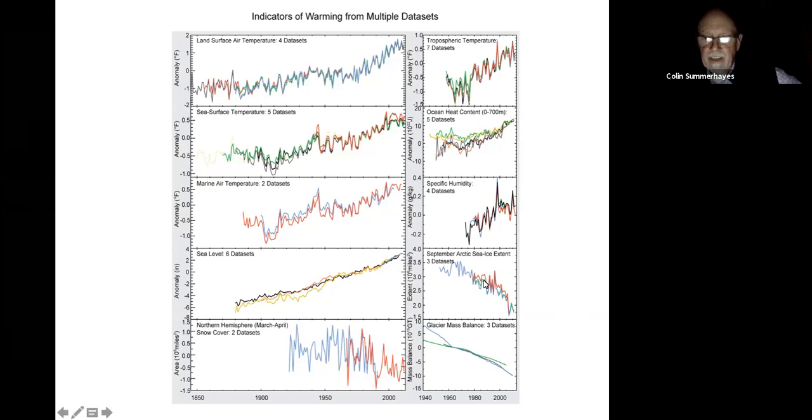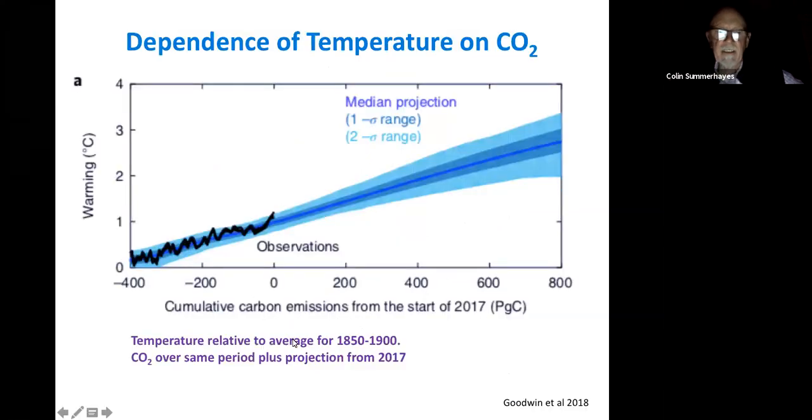Then we see the next one down is the Arctic sea ice extent. I guess everybody knows that the Arctic sea ice extent has been decreasing. And then the bottom one is the total glacier mass balances from Greenland, Antarctica, and mountain ice. So all of these things are different data sets that completely hang together. And here's a different one which shows much the same thing.